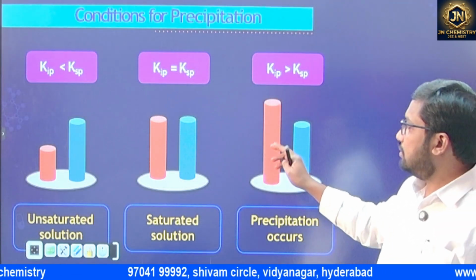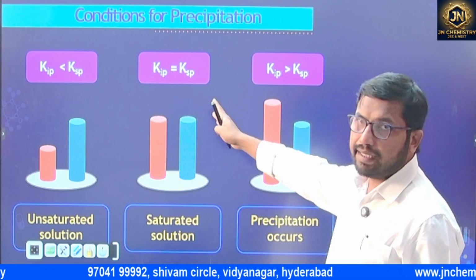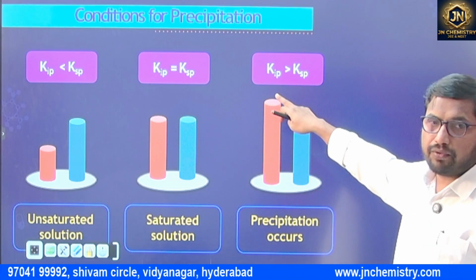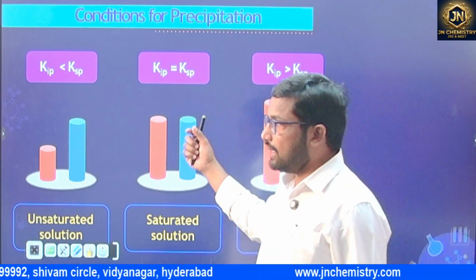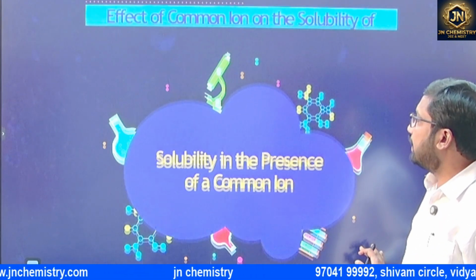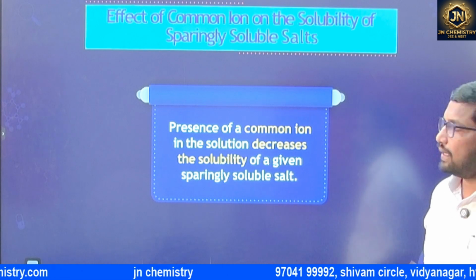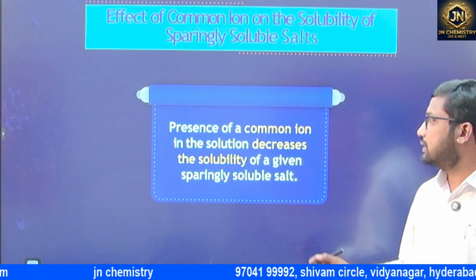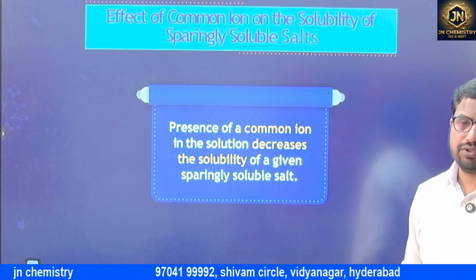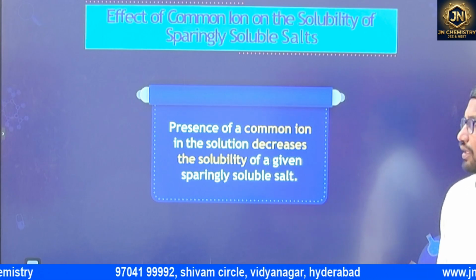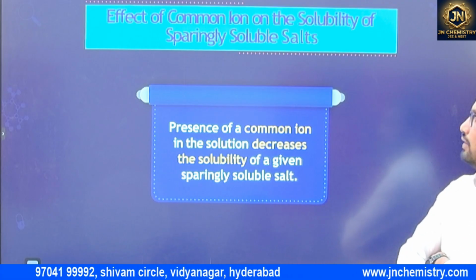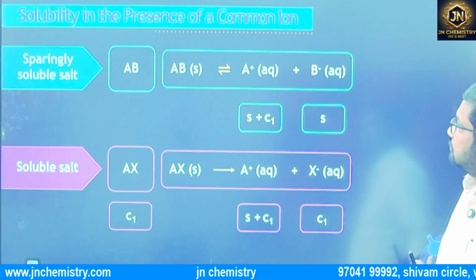So for a saturated solution, Ksp, ionic product and solubility product, precipitation occurs when ionic product is more. If you want, you can write this diagram. Now, solubility in the presence of a common ion: the presence of a common ion in the solution decreases the solubility of a given sparingly soluble salt. Write it down: effect of common ion on the solubility of sparingly soluble salt.